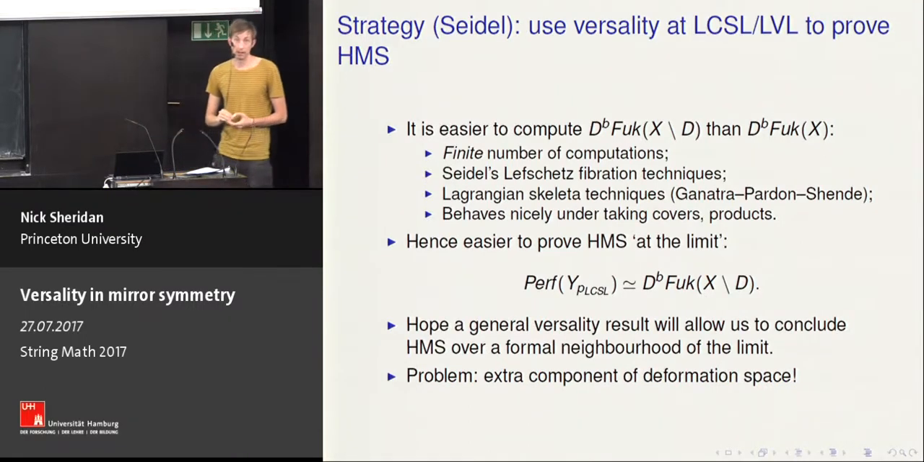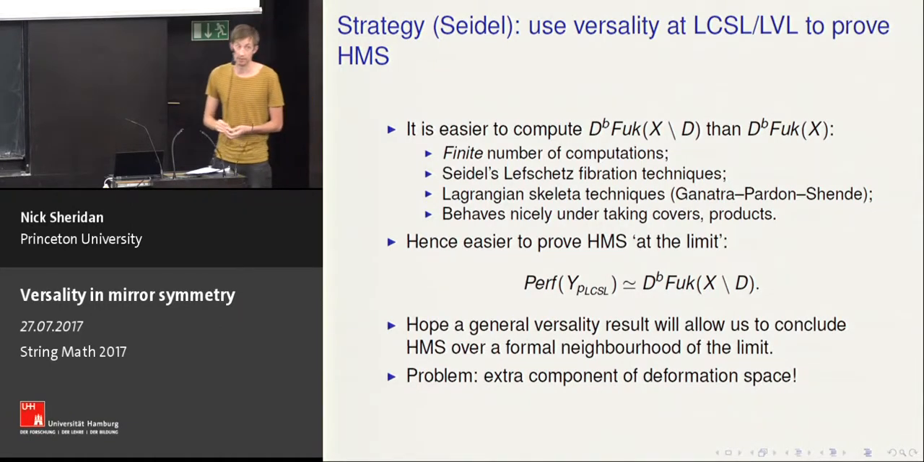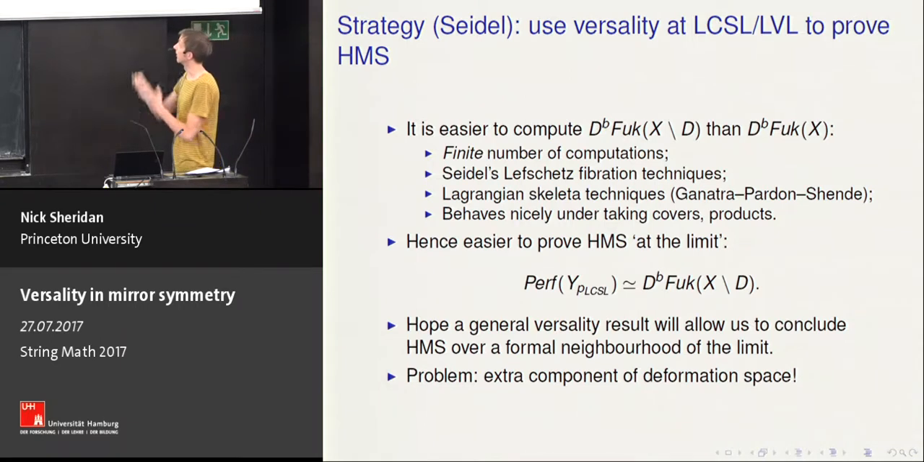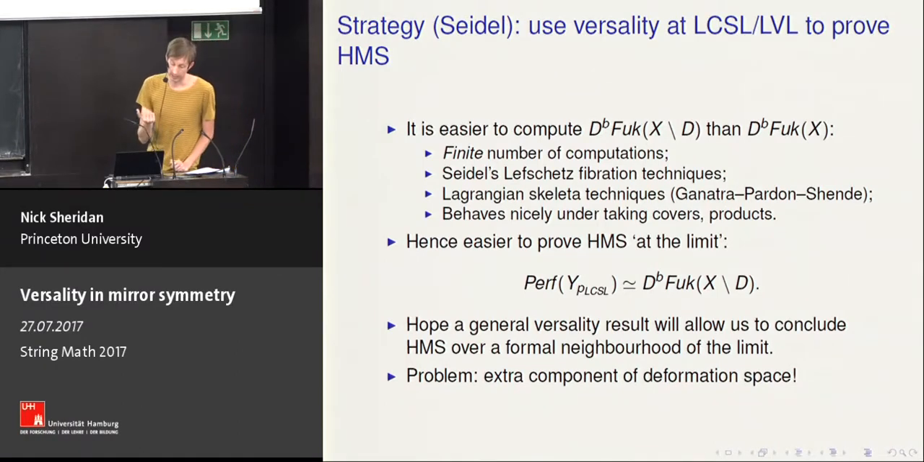Okay, so let me expand on that strategy for proving homological mirror symmetry that I mentioned at the start. Again, this is due to Seidel. The idea is that it's easier to study this Fukaya category in the large volume limit. It's easier to study it after we remove this divisor. In some sense, you only need to compute a finite number of numbers to determine the category, which is in contrast to the Fukaya category of the compact guy.